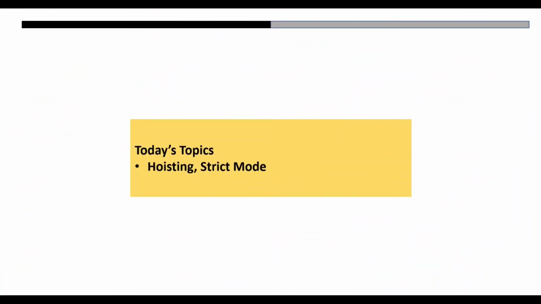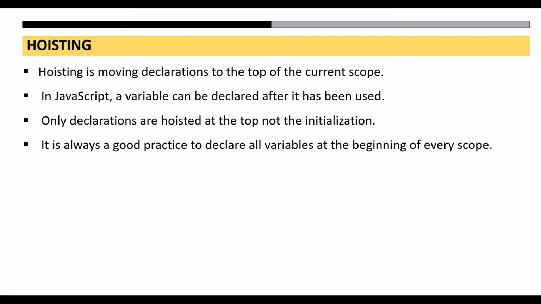Hello everyone. In today's video, we are going to discuss a very important topic in JavaScript, that is hoisting and strict mode. So hoisting is moving declarations to the top of the current scope. That means, let's say I created a variable. So there's a standard procedure. Firstly we declare the variable, then we initialize the variable, and then we use the variable. So this is the standard procedure.